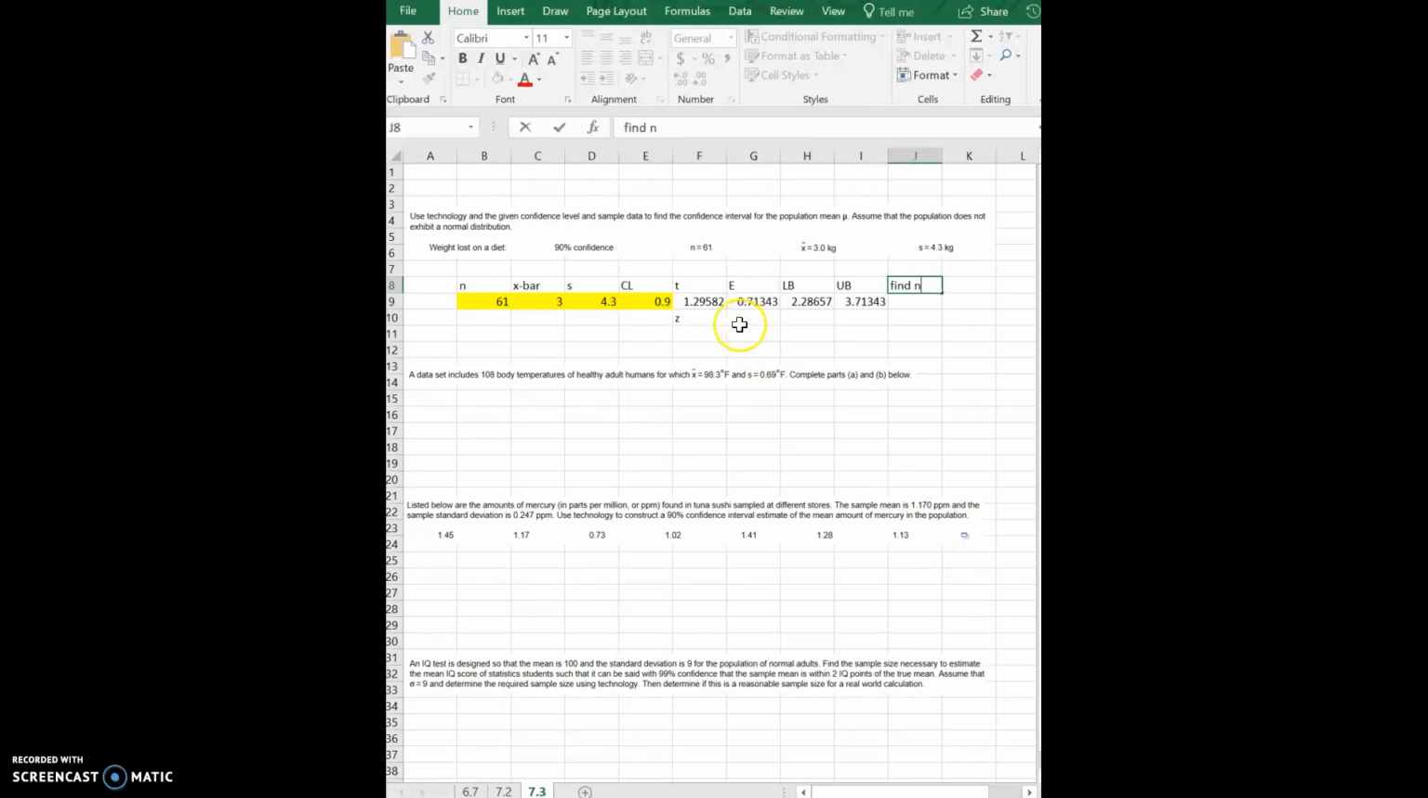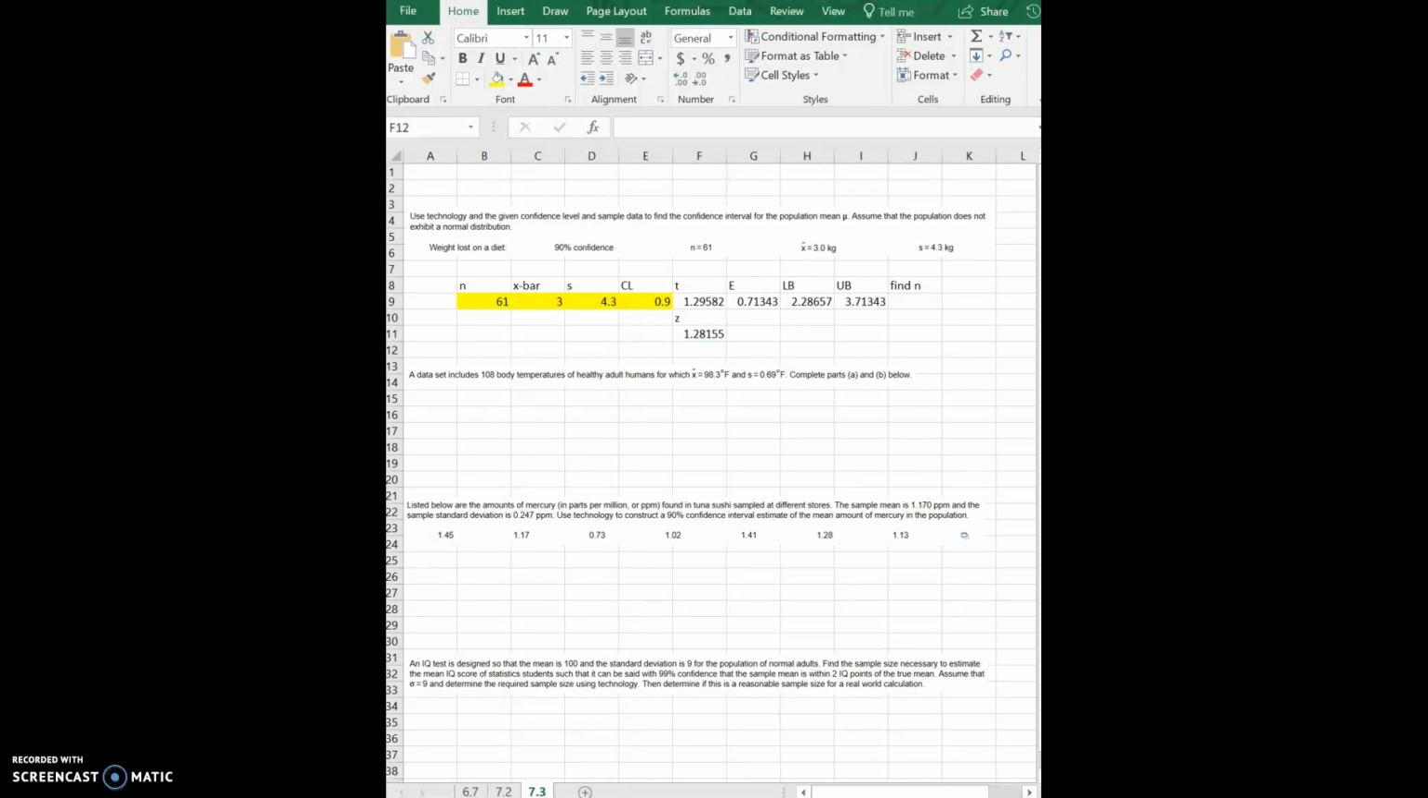So if you're looking for n, then you'll need to find the z typically. You'll find the z by doing how we did before. So you're going to do -1 times the norm.s.inv, and then you're going to use the probability. Remember, when it's alpha sub something, so alpha sub 90, we're going to do 1 minus that, and then it'll give it back to you.